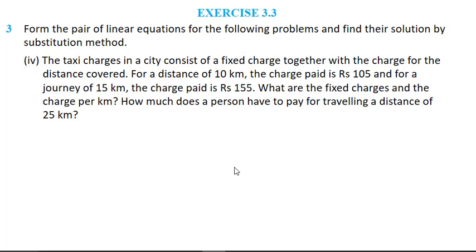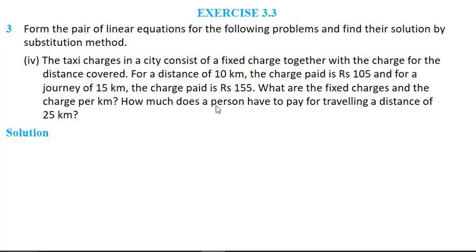What are the fixed charge and the charge per kilometer? How much does a person have to pay for traveling a distance of 25 km? So the charge consists of two parts. One is fixed charge, one is variable charge, that depends on the kilometer we travel. So per kilometer there is some variable charge.